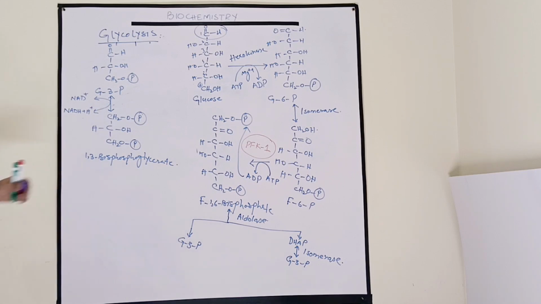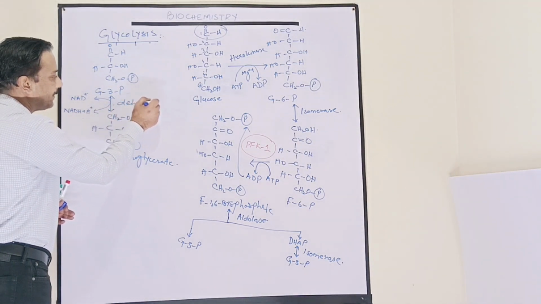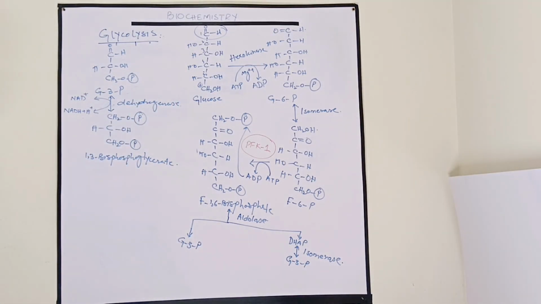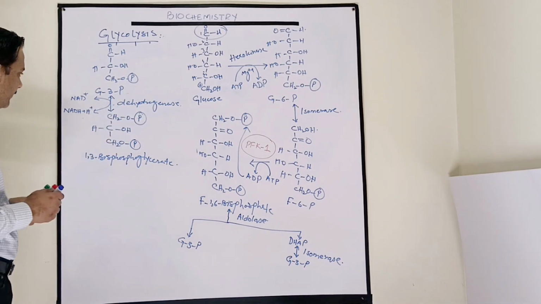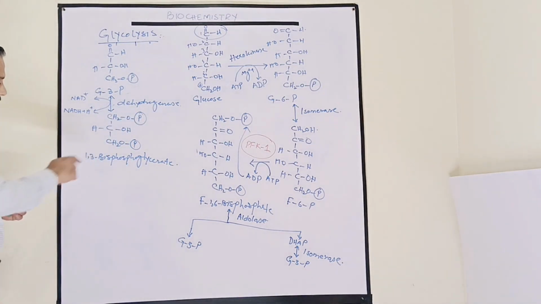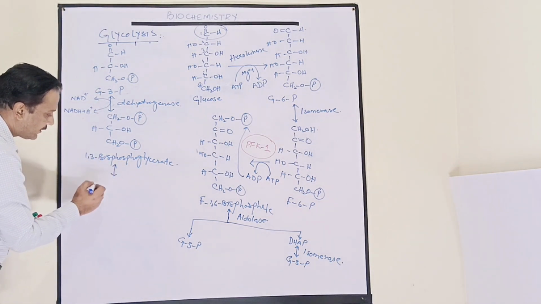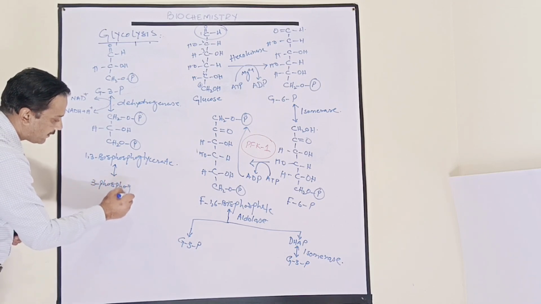So for 1,3 bisphosphoglycerate, the enzyme responsible here is dehydrogenase. The complete name is glyceraldehyde phosphate dehydrogenase. You can also write dehydrogenase, it is enough at this level. So this 1,3 bisphosphoglycerate is converted into 3-phosphoglycerate.